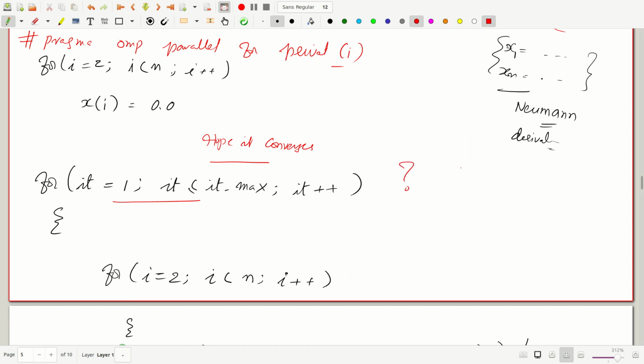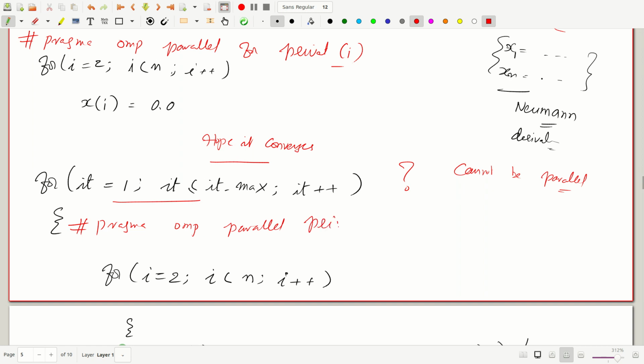The outer iterations cannot be parallelized, right? Because unless you know the value at a particular iteration, you cannot go to the next one. So this cannot be parallelized, but the inner ones can be. As a result, I can write, let's say, #pragma omp parallel. I can fork the threads here, or you can fork it outside as well.